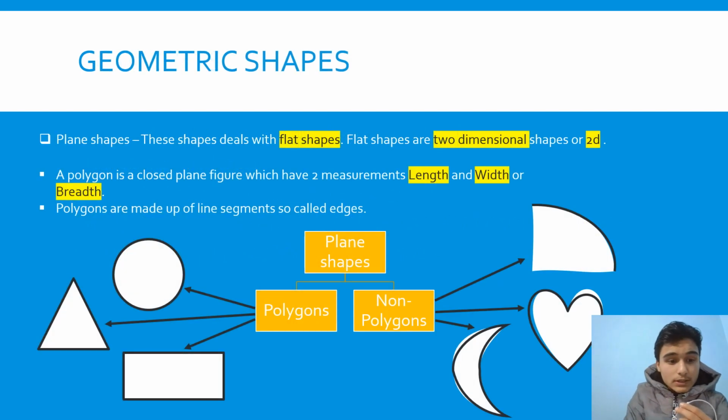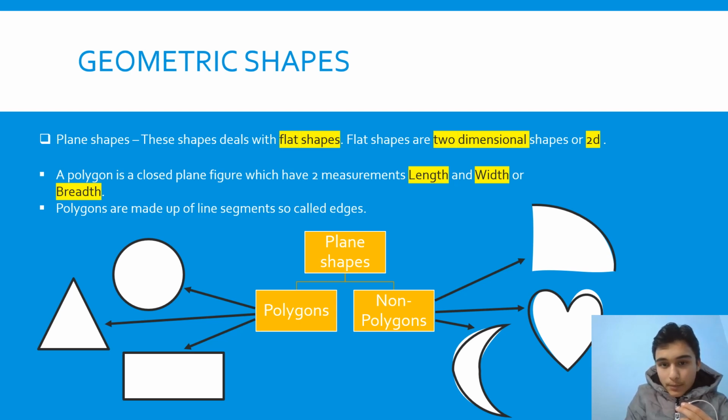Now we should understand about geometric shapes. So basically there are two types of geometric shapes. First is plane shapes and second is solid shapes, solid geometry. Okay, so here I have discussed plane shapes. These shapes deal with flat surfaces. Okay, flat shapes. Flat shapes are two-dimensional shapes or 2D.